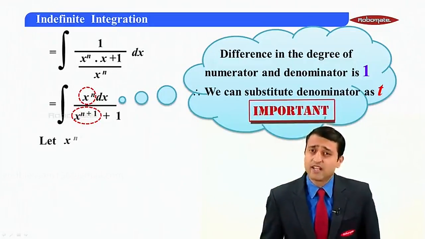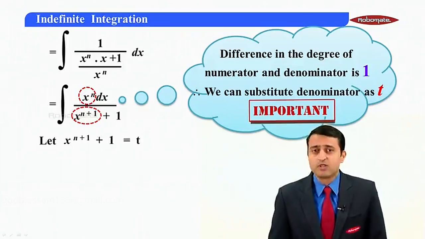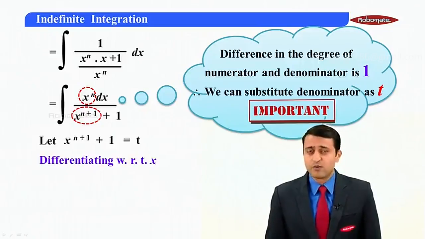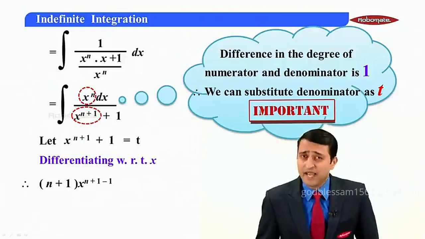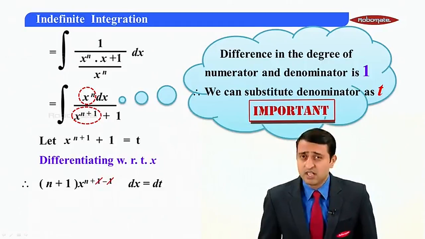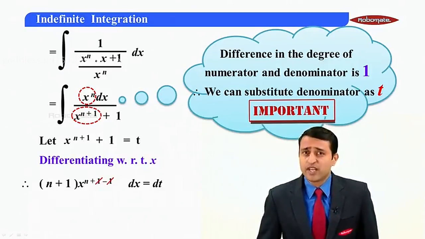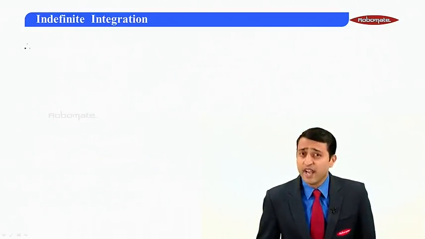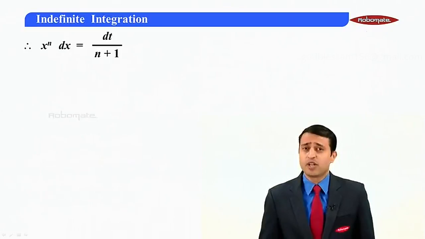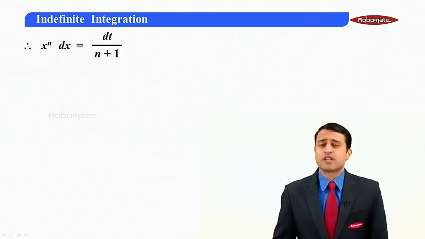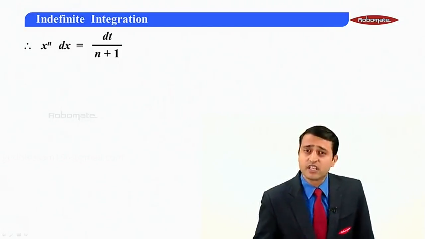So let us write, let x raised to n plus 1 be equal to t. Next step is obvious, differentiating with respect to x. We get n plus 1 into x raised to n plus 1 minus 1 dx is equal to dt. Obviously the plus 1 minus 1 should cancel. So we have x raised to n into n plus 1 dx is equal to dt. We can rearrange to write x raised to n dx is equal to dt upon n plus 1. Now we have substituted, we have differentiated.